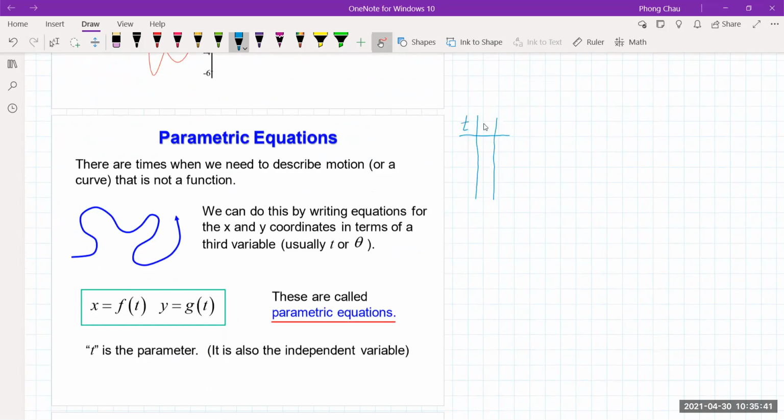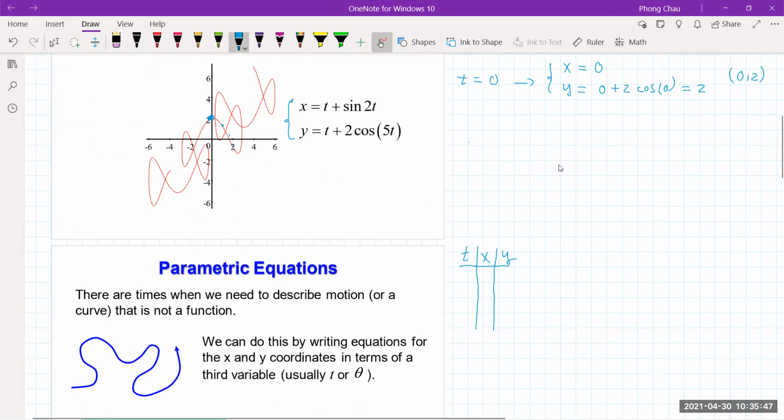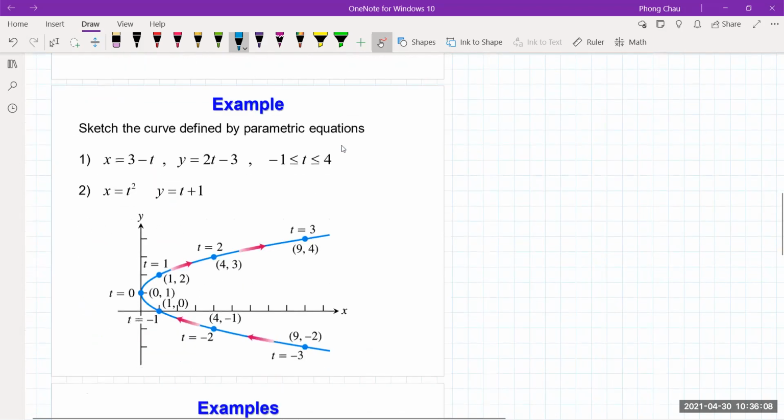So one is t, and one is x, and one is y. So you need three columns. And the independent variable is t, so you can plug in 0, 1, 2, and you plug into the formula, calculate the x and the y. Okay. Now, let's look at these examples.